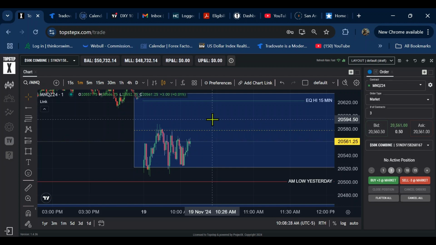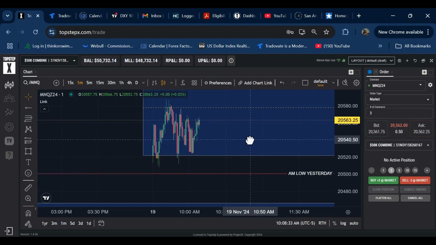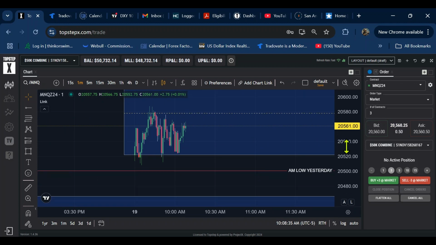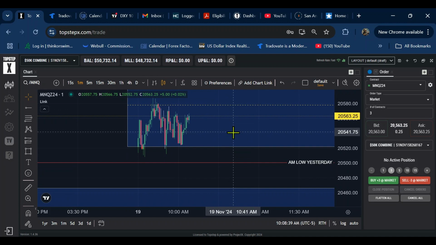I'll catch back up with you later if I see something panning out. I'm bearish. I'm thinking bearish today just because of the gap down and the failure to fill all the way.